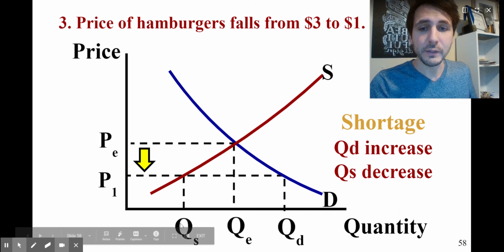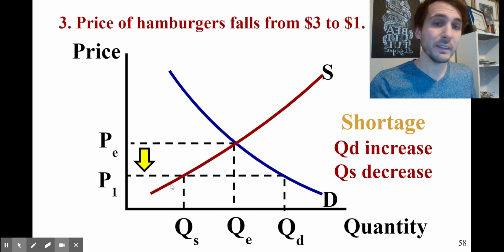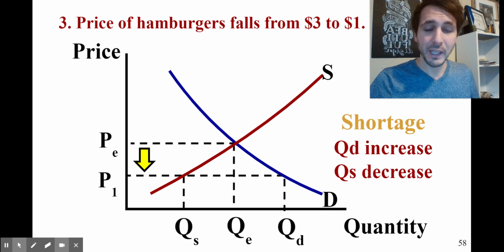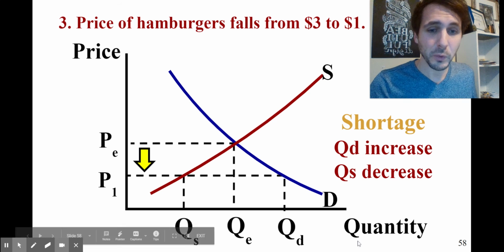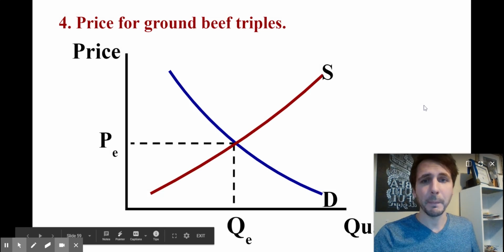At this low price, you're going to have a high increase in quantity demanded, a significant decrease in quantity supplied because of that low price. As a result, you're going to have a shortage between the quantity demanded and quantity supplied. We call that disequilibrium. Okay.